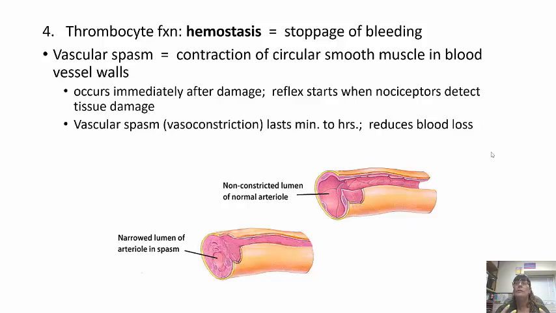When the nociceptors detect the tissue damage, they're going to start this reflex for the blood vessel to start spasming and constricting. Now, it can last minutes to hours depending on the situation and how bad it is, but the point of it is to reduce blood loss.